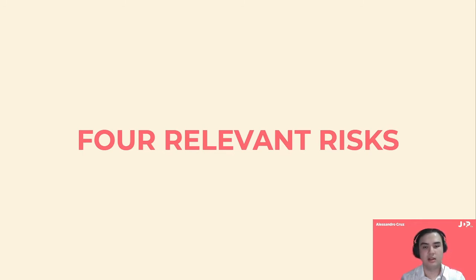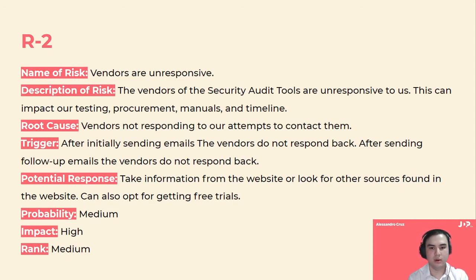We use the qualitative analysis to analyze the risks that we thought of, so we use the formula of probability times impact to determine the rank of the risk. For our first risk, we have R2. It is the risk of the vendors not responding.